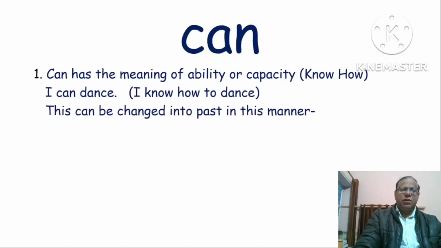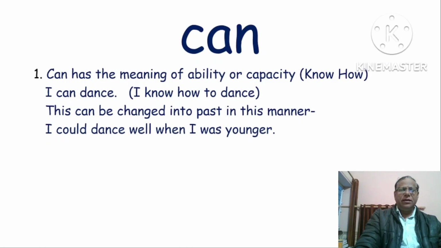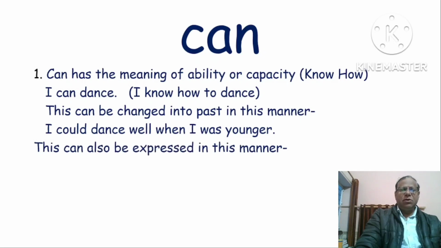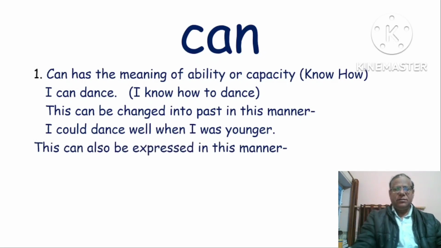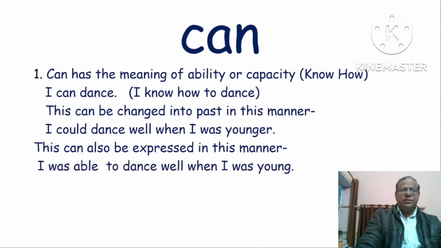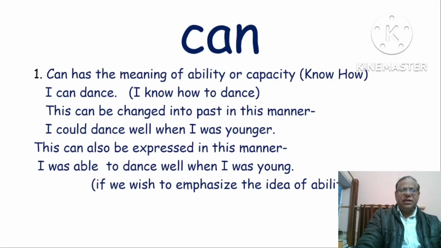This can be changed into past in this manner. If you want to change can into past, it will be changed in this way: I could dance well when I was younger. The next, this can also be expressed in this manner. See how? I was able to dance well when I was young. If we wish to emphasize the idea of ability, when I was young denotes the idea of ability.